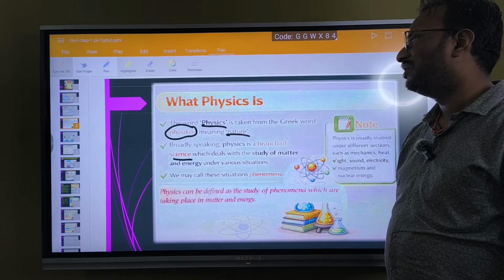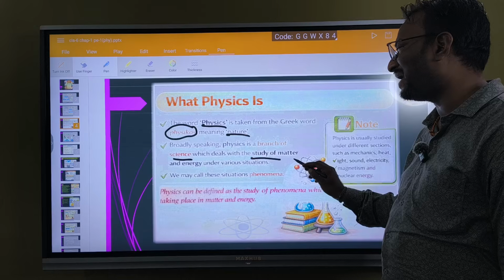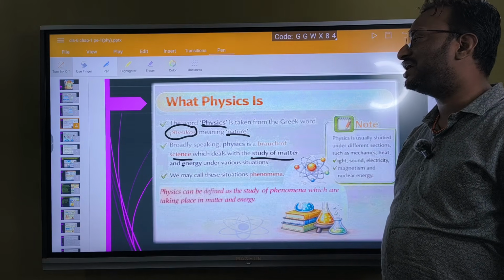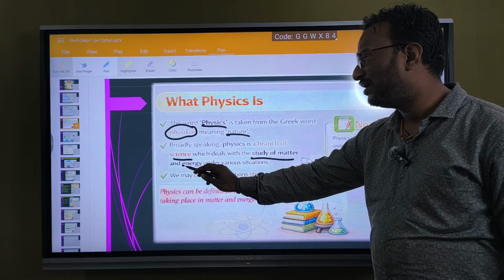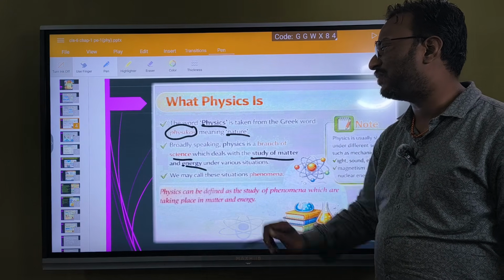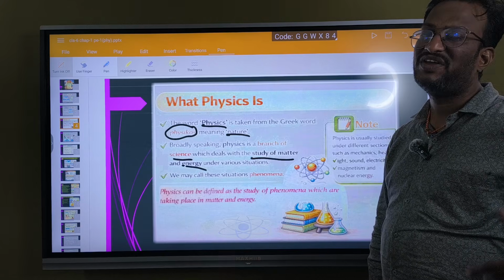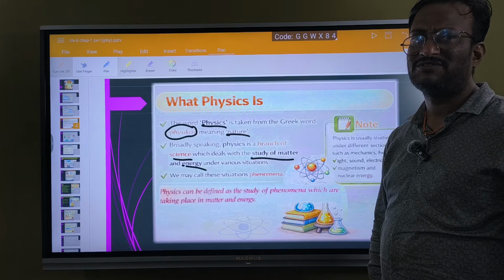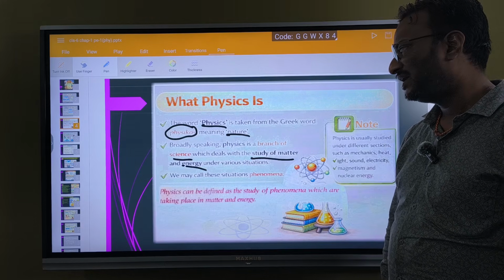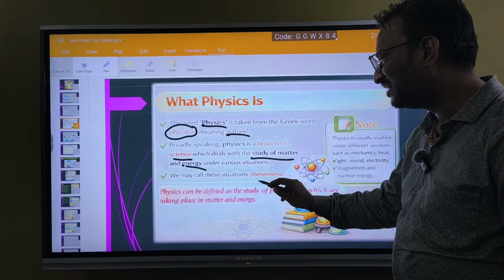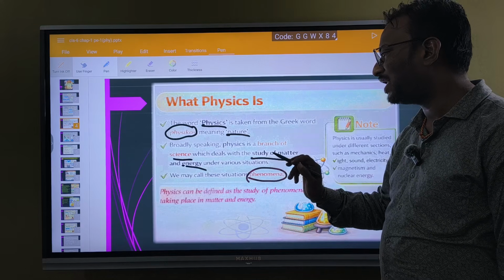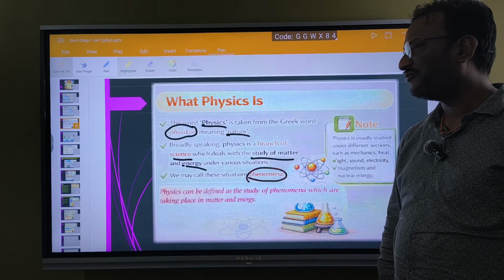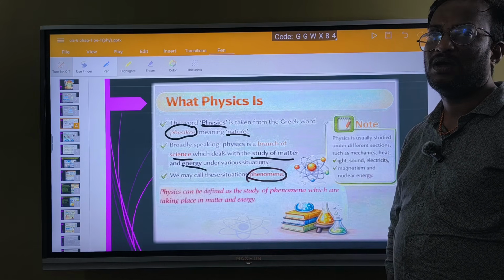which deals with the study of matter, as we have already discussed, and energy. It gives the concept of matter and energy under various situations. There will be a lot of situations, and we will discuss different kinds of situations also. We may call these situations phenomena.